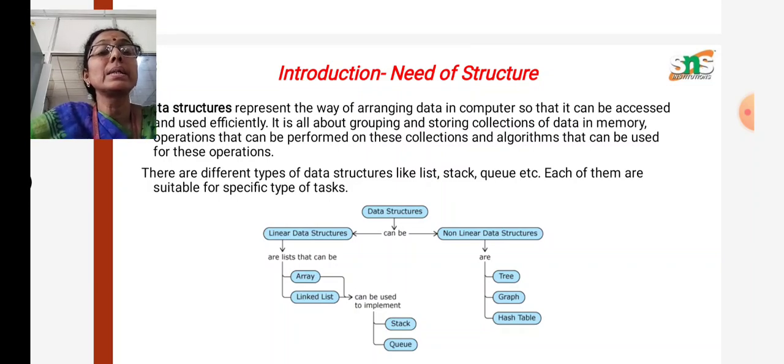Non-linear data structures mean the data are arranged in a hierarchical manner. Mainly, non-linear data structures are used for hierarchical data, like Google Maps, and in a company where we maintain some hierarchical fashion. In those cases, non-linear data structures are used. So this is the classification of data structures.